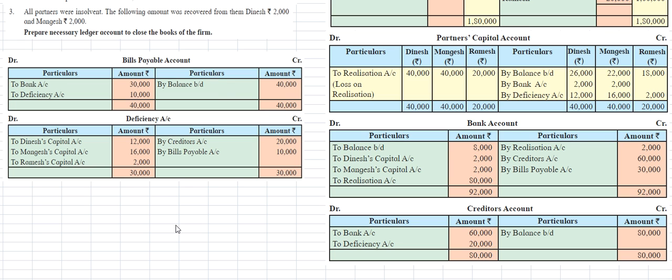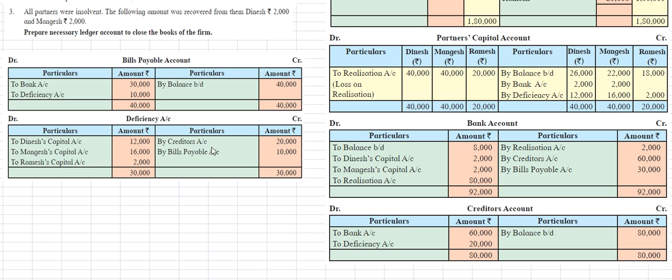It's in the bank account. So that will be paid to the bills payable 30,000 rupees, and to the creditors 60,000 rupees. And the deficiency amount, we cannot pay 10,000 rupees for the bills payable and 20,000 for the creditors. So next, we are closing the creditors account and bills payable account.